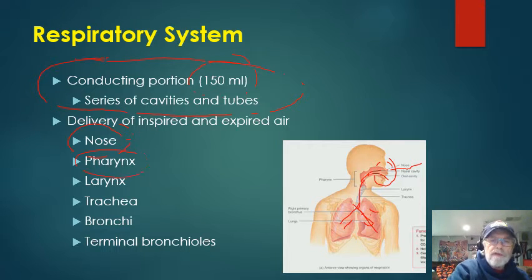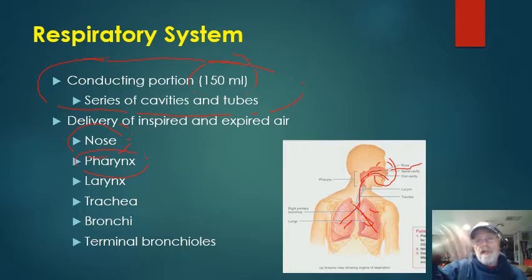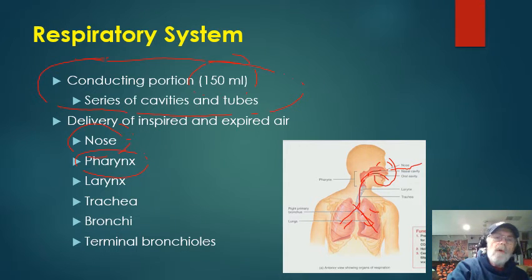The pharynx. Pharynx just means throat. So there's the nasal pharynx behind the nose, the oropharynx behind the mouth, and the laryngeal pharynx behind the larynx. That's important because that's on the way. We have the larynx, which is basically the area of the vocal cords, or the entry point into the area of the trachea. Then we have the trachea.